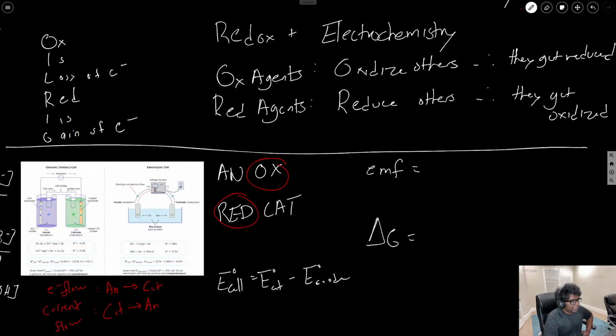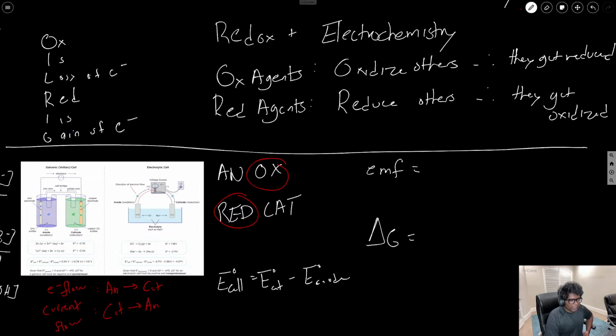Electrolytic cells are basically the opposite. It still flows like this, but it essentially works in the opposite direction, if that makes sense. Because it's non-spontaneous. Why is it in one container? That's just how electrolytic cells work.